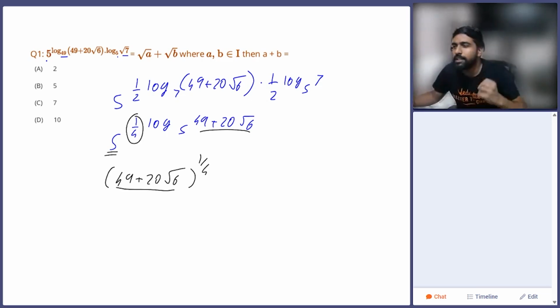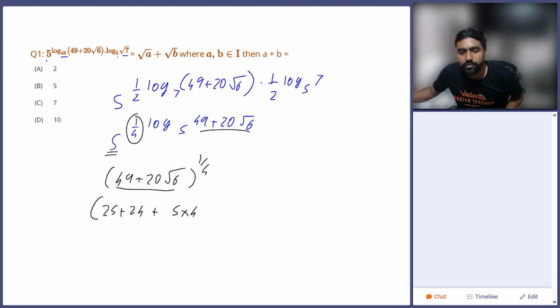We're going to think about creating some perfect squares. This 24, I can write it as 25 plus 24 plus 20 root 6. And what is this 20 root 6? Can I say it as 5 into 4 into root 6, which is nothing but root 2 into root 3, or root 6 itself I can keep as it is. Or rather, let's write this as 2 into 5 into 2 root 6. Yeah, that's the best way.